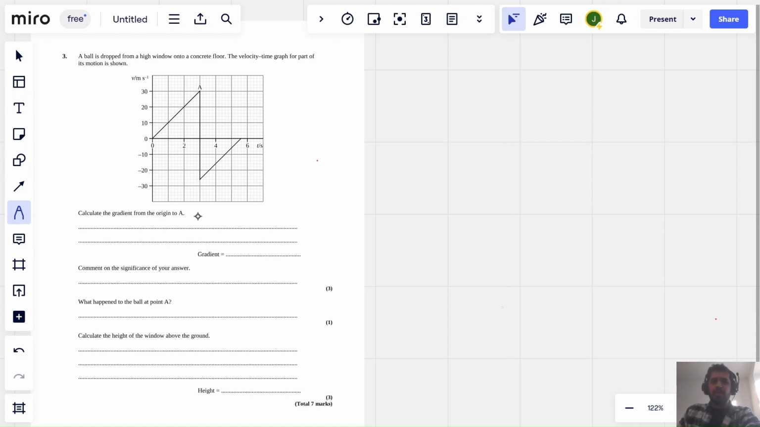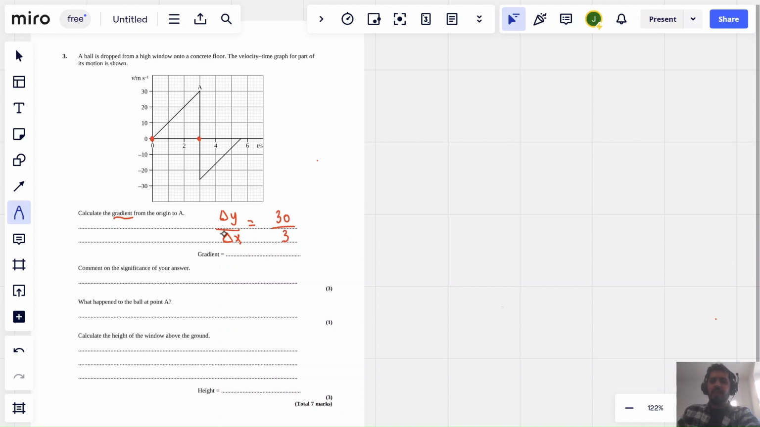The gradient is just the slope. So gradient and slope mean the same thing. You just calculate change in y over change in x. So change in y is the final value of velocity minus the initial value of velocity. So 30 minus 0 is 30, and divided by the change in x, which is the final value on x-axis, which is 3, minus the initial value, which is 0. So 3 minus 0 is 3.